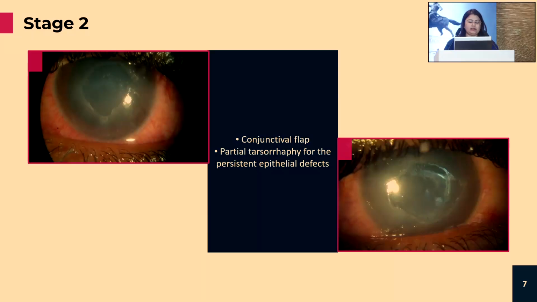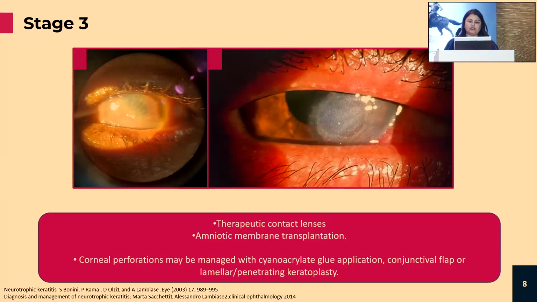This is another patient of mine where you can see this oval or circular kind of defect, and there is a rolled margin, and the sloughing has still not started. So in this patient, conjunctival flaps or partial tarsorrhaphies really work well. This is a stage 3 where the sloughing has actually started, or the corneal perforation has occurred. So in this patient, either therapeutic contact lenses or amniotic membrane transplantation, or in corneal perforations we already had discussed, so I will be skipping this part.